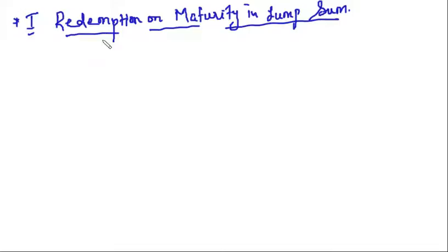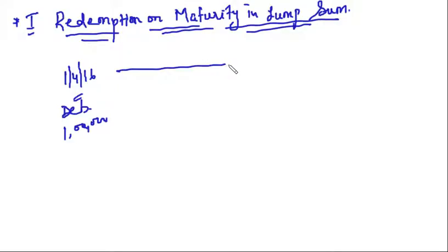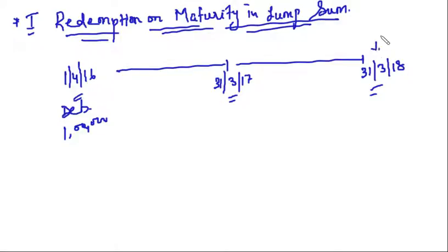It says that on 1st April 2016 you issued debentures for 1 lakh rupees. And at this time only, the time of redemption is decided. They say these debentures are redeemable after 2 years, that is 31/3/2018. So this date is the maturity date, the date on which the debentures are to be redeemed. Now on this date, we have to pay 1 lakh rupees. So this is redemption on maturity in lump sum.